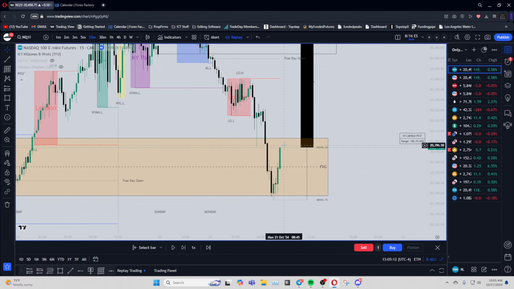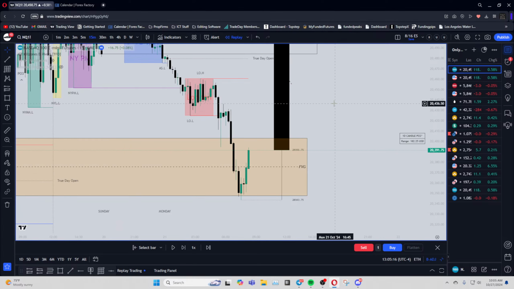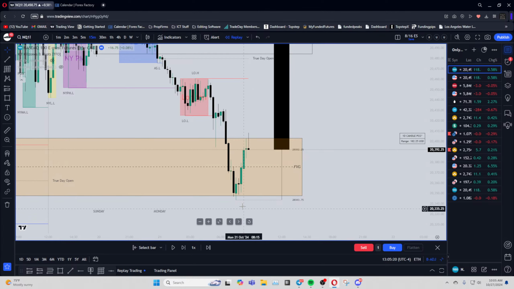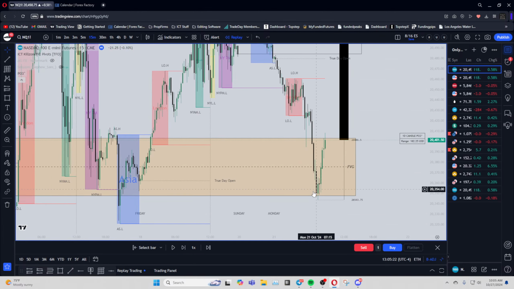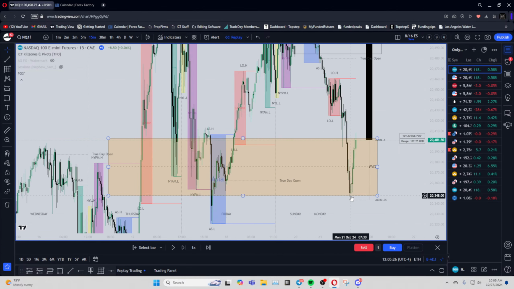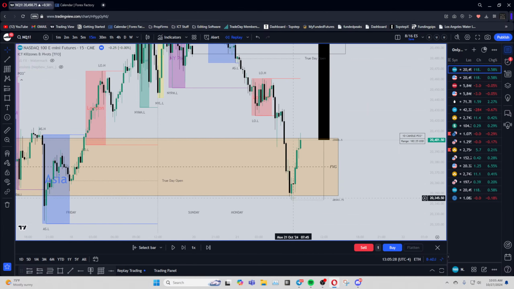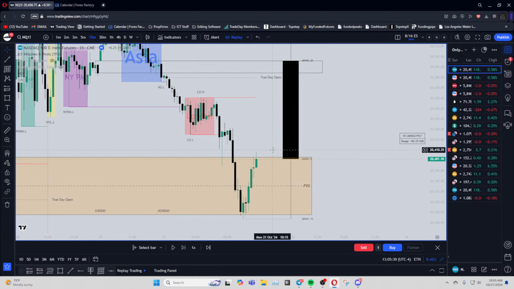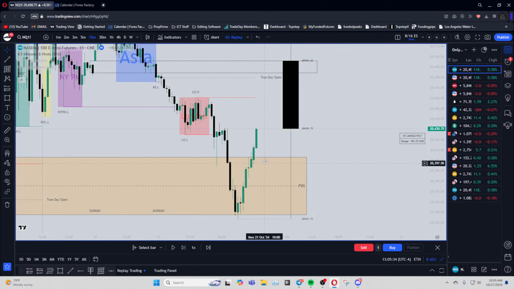Okay, so I'm going to see if we get some kind of displacement, some kind of market structure shift in here. And you can see how perfectly price respected this fair value gap. So if you wanted to, you could enter there. However, I just want to have a more clear, concise entry. Okay, we have our full market structure shift, which was right in here.